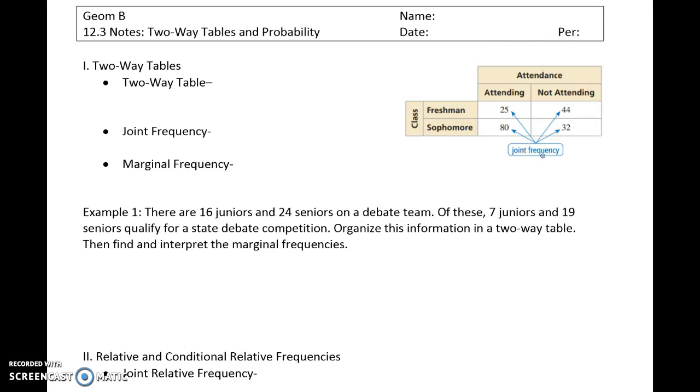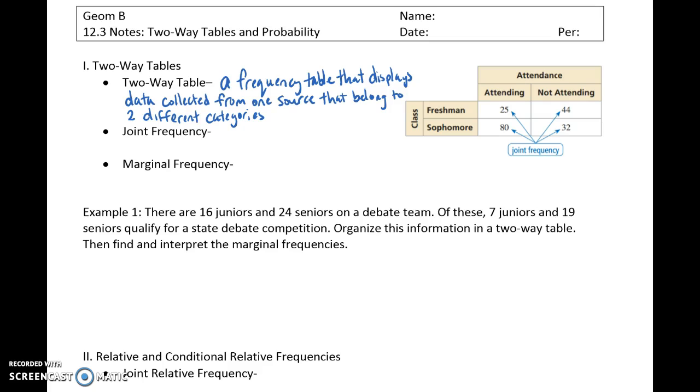It, in essence, just takes one group and you take out basically two pieces of information from it. So you have two categories that we combine to create this two-way table. The definition is a frequency table that displays data collected from one source, and that's important because we want to take information from one group, one cohesive group that belong to two different categories. The categories are basically these titles here. So in this example, attendance and class, these are your categories.